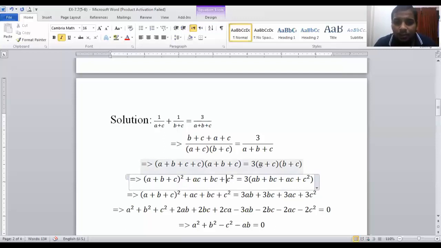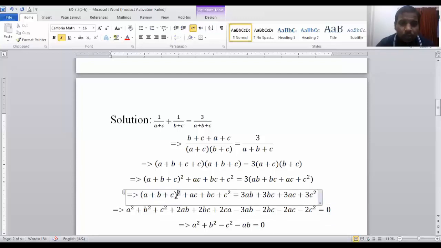Again, on the right side is a plus c and b plus c. It is a into b, ab, b into c, bc, or c into b, bc, a into c, ac, and c into c, c square. Okay, we just withdraw the bracket in the next line, and we change the side in the next line.